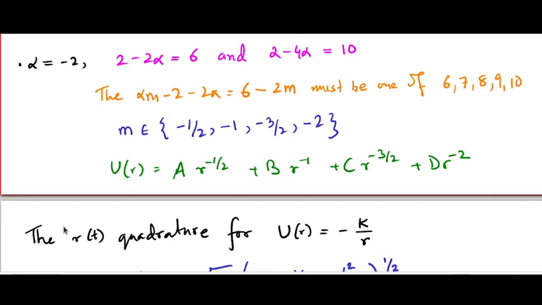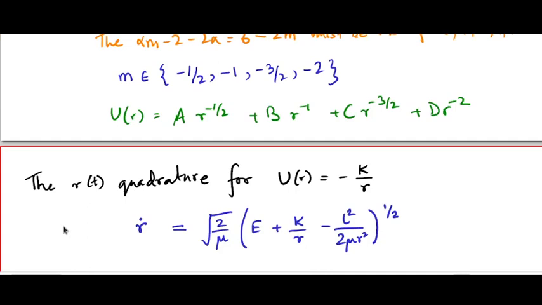That is, a solution to the equation r dot equals root over 2 by mu into e minus u effective r, and that of course here becomes plus k by r minus L square by 2 mu r square. The whole thing is under a square root. Let me also point out that here we had a possibility of a plus or a minus sign, but we are going to take only the plus sign because we are going to assume that we are, for the time being at least, going towards increasing r.